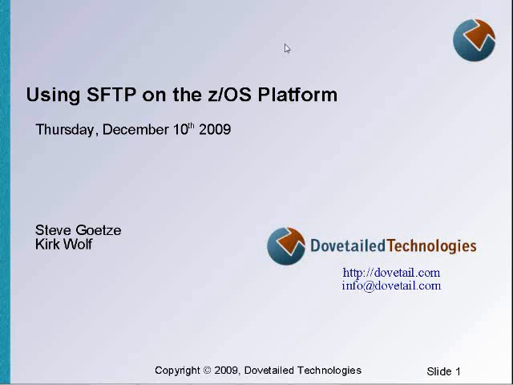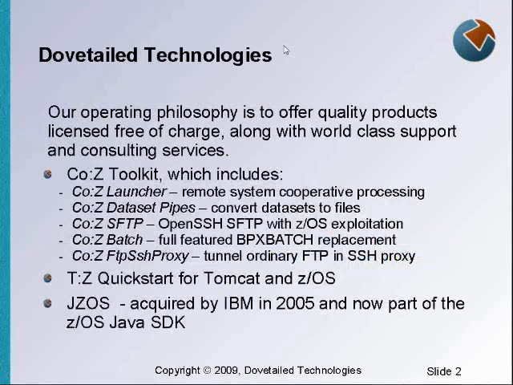The first thing I'm going to do is tell you a little bit about us at Dovetail Technologies. We have kind of a unique business model. We develop products that we offer licensed free of charge. Of course, we make money to support this by offering consulting services, and we offer commercial support agreements for some products. So for the Cozy Toolkit, for example, we offer world-class commercial support in the form of a commercial support agreement with standard SLAs and the kind of things that companies want. But you're welcome to use it free if you want.